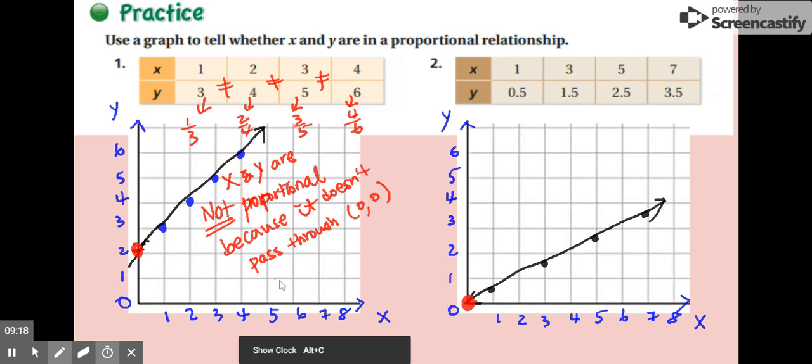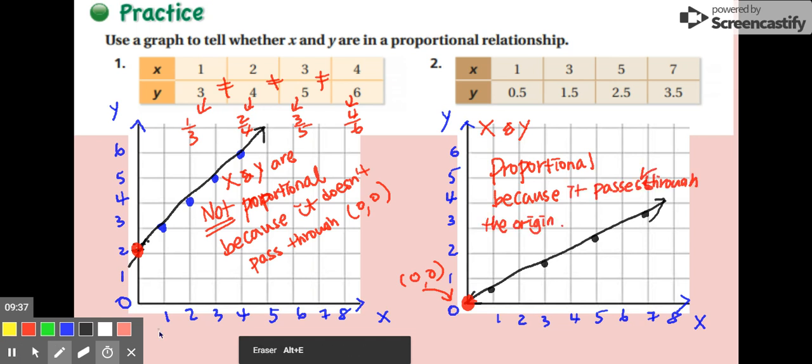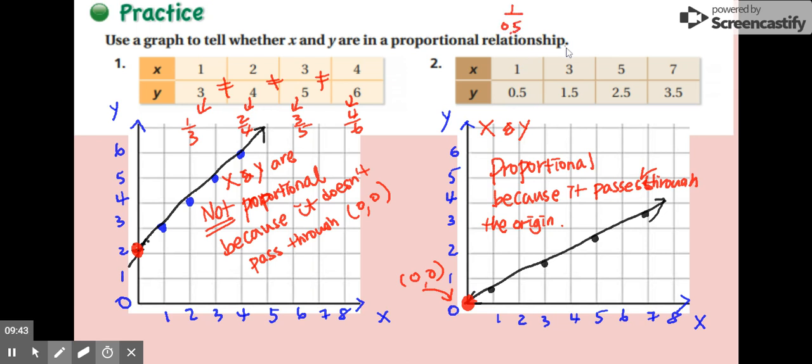In the next one, you see the line passes through the origin, right? 0, 0. So it is a proportional relationship. X and Y are proportional because it does pass through the origin. And you may also find the unit rate. It's going to be 0.5, and also 0.5, and 0.5, and 0.5. If you multiply by 0.5, then you will get the next number. So it is proportional.